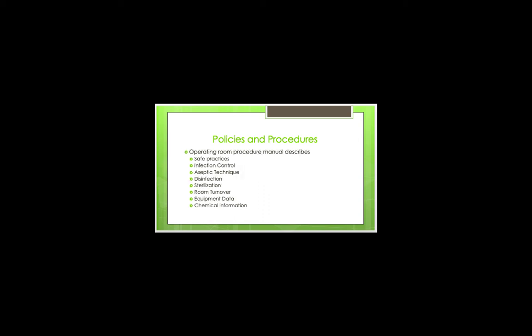So the operating room procedure manual will describe safe practices for the OR in that specific institution. Types of procedures may include infection control, aseptic technique, disinfection and sterilization of surgical instruments, room turnover between procedures, equipment data, and chemical information.